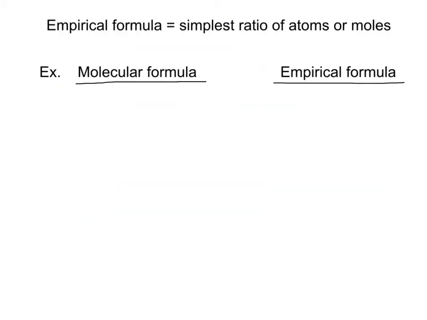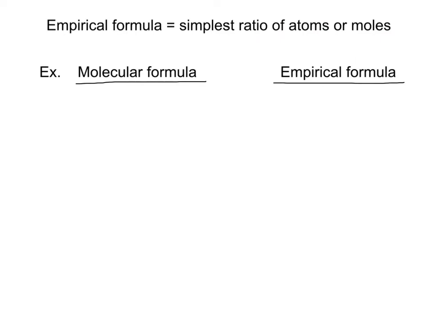So class, the last thing to talk about, which will prep us for the next class, is to talk about empirical formulas. Now empirical formulas, that's the simplest ratio of atoms or moles. So if this class has 6 boys in it and 6 girls, the simplest ratio would be 1 boy to 1 girl. If it was 12 boys and 6 girls, the simplest ratio would be 2 to 1, 2 boys to 1 girl. So we're just going to talk about the simplest ratio of atoms or moles.